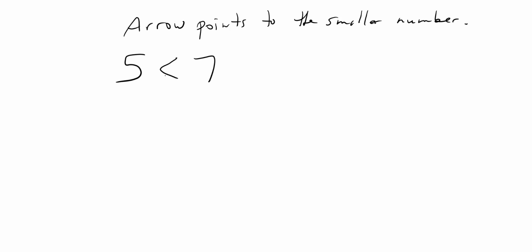So let's do a couple inequalities here. Obviously if I did 10 and 3, it's going to point to the smaller number. So 10 is greater than 3 and 5 is less than 7. That's how you say it. Not bad. Let's put a couple negatives in there. That makes it a little confusing. So -2 and -1. How do you compare those?